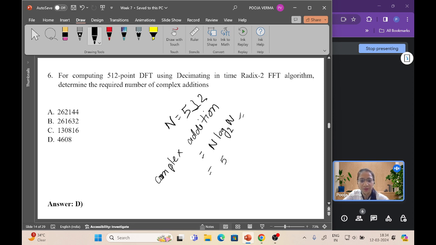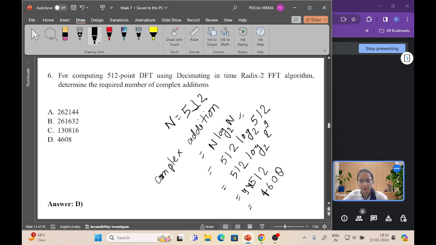So N is given, that is 512, log base 2 of 512. 512 can be written as 2 to the power 9. So this is log base 2 of 2 to the power 9. If you solve this, it will come 9 multiplied by 512. If you multiply 9 by 512, the result will become 4608. You can multiply in your calculator. So the correct option will be D.